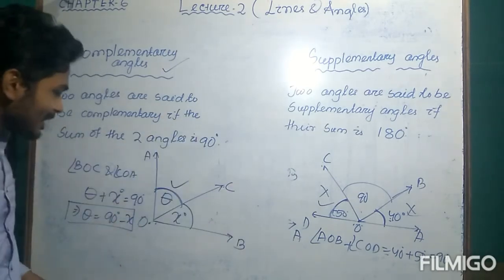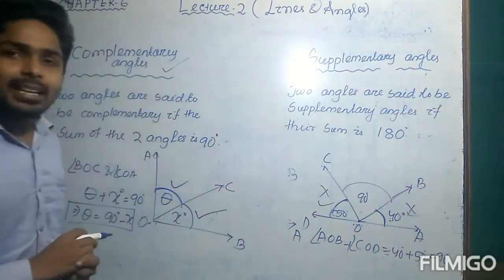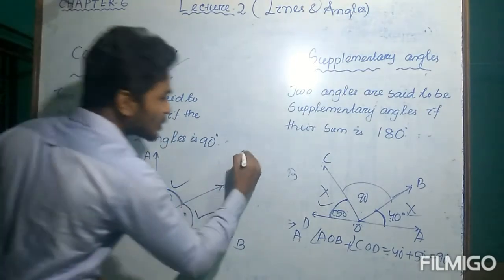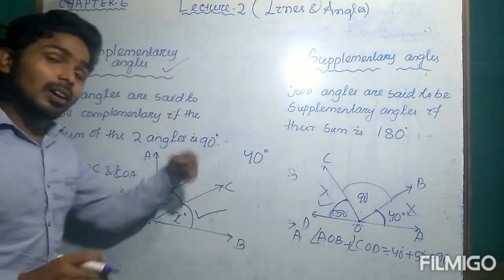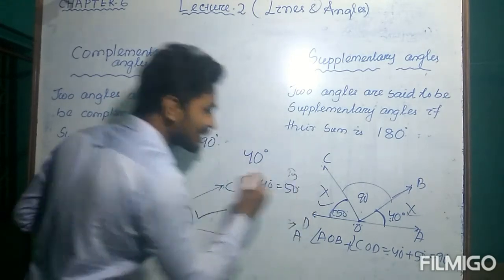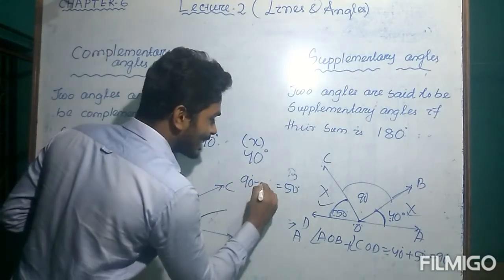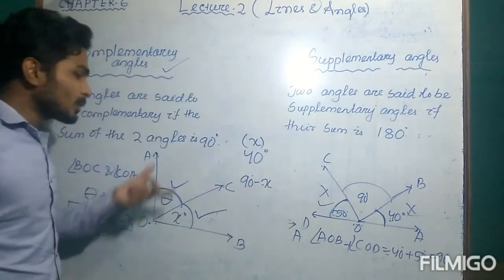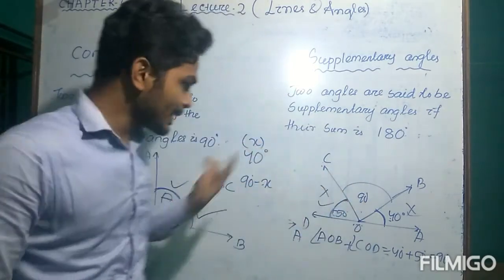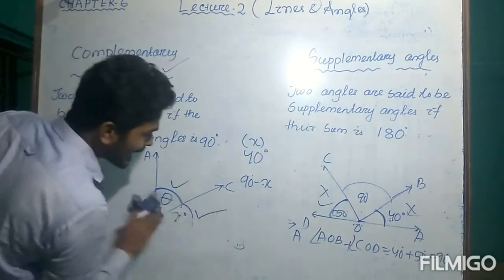Okay, so we get a conclusion that if out of the two complementary angles, one angle is x degree, then the other angle must be 90 minus x degree. Okay, how? Suppose one angle is 40 degree. And what is the other angle? Other angle is 90 minus 40, that is 50 degree. Yes or no? In place of 40, you can write x. So it will be 90 minus x. So out of the two complementary angles, if one angle is x degree, then the other angle must be 90 minus x degree. Okay. So this is all about the complementary angles.